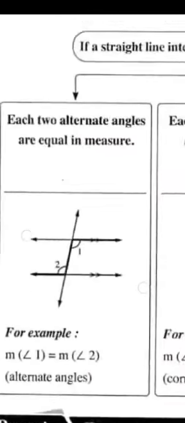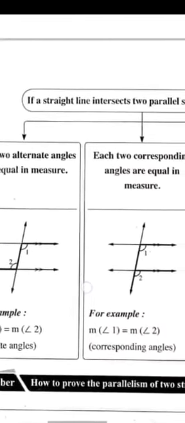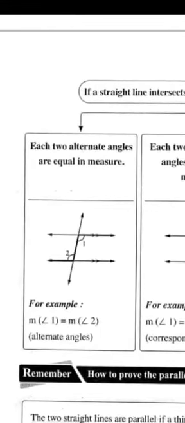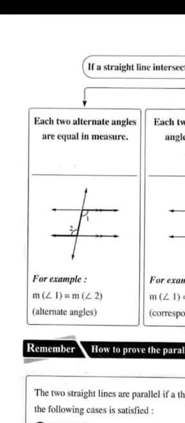If we have a straight line that intersects two parallel straight lines, we find, firstly, each two alternate angles are equal in measure. These alternate angles are the two angles that make the letter Z. Don't forget it. In this figure, we find measure of angle 1 equals measure of angle 2 because these two angles make the letter Z. They're called alternate angles.